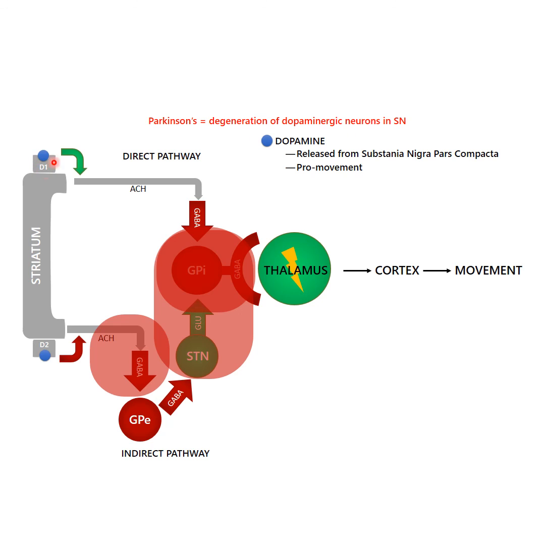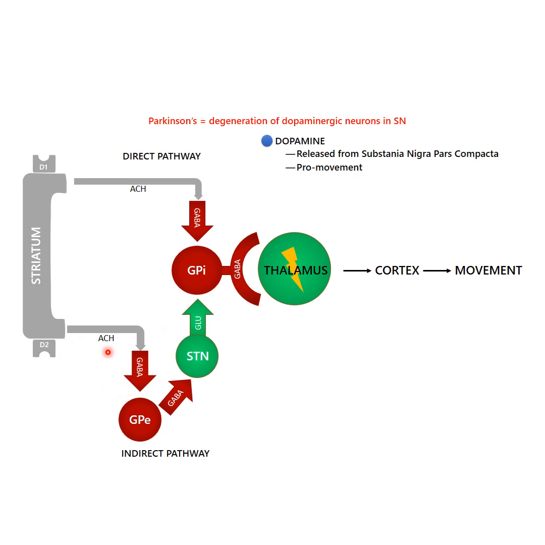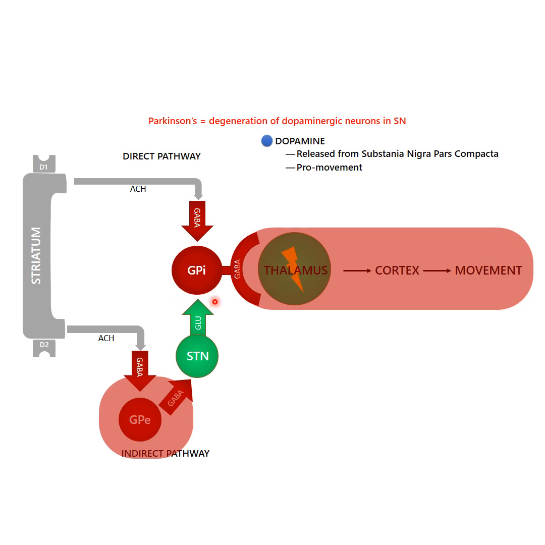So if you don't have these inputs up here, okay, you're going to lose this inhibition you have over the globus pallidus internus, okay? You're going to lose this inhibition of acetylcholine. You're going to thereby have this inhibition of the globus pallidus externus, okay, indirect pathway. And you're going to have this activation of the globus pallidus internus, and that is going to inhibit the thalamus, okay? And by inhibiting the thalamus, you lose movement. You do not have movement.